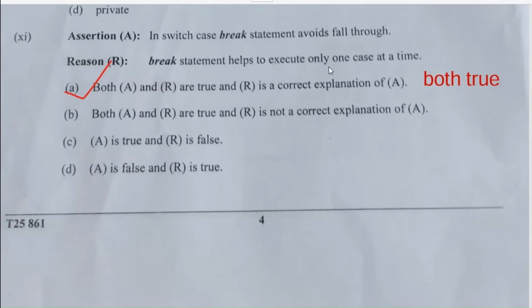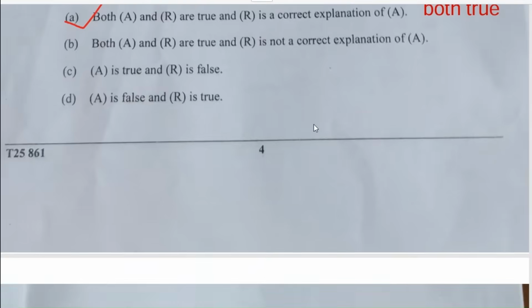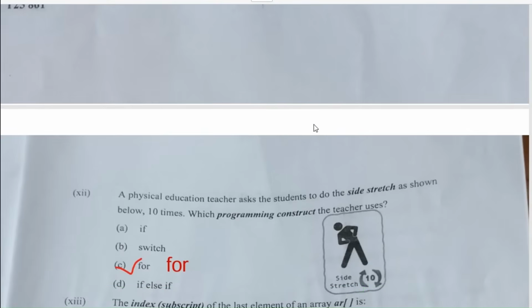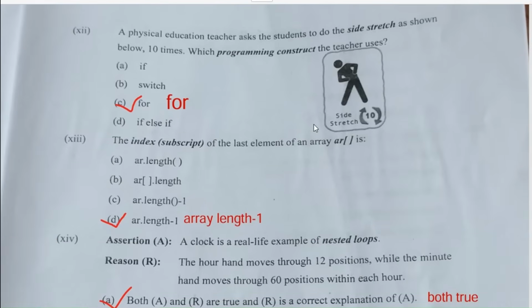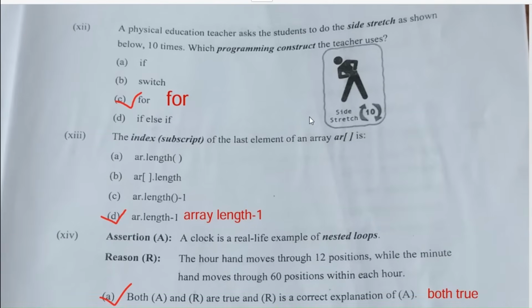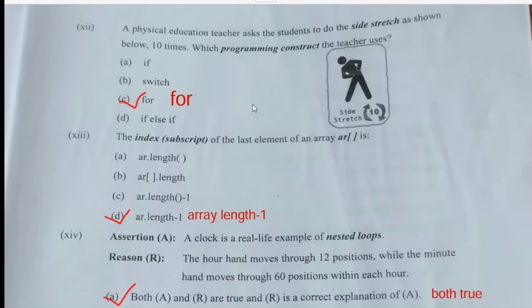Question 12. Identifying the programming construct. A physical education teacher asking students to do a side stretch 10 times represents a repetitive action. In programming, loops are used for repetition. Among the given options, for loop is the correct answer, as it is specifically used when the number of repetitions is known, in this case, 10 times. So, the correct answer is option for loop.